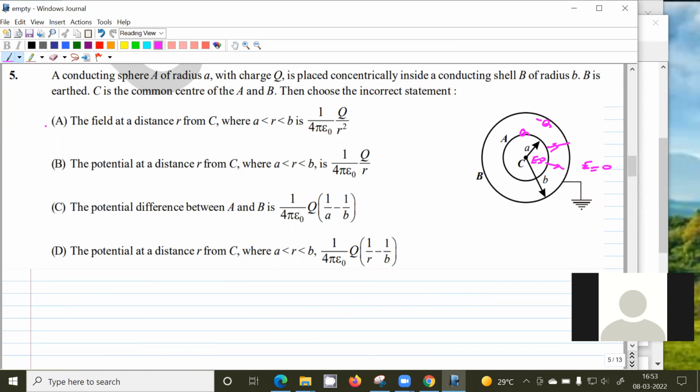Okay, option 1 is definitely true. Second one, sir, I think it's the wrong answer. Incorrect statement. Then you have to mark it in different ways. So this is true.